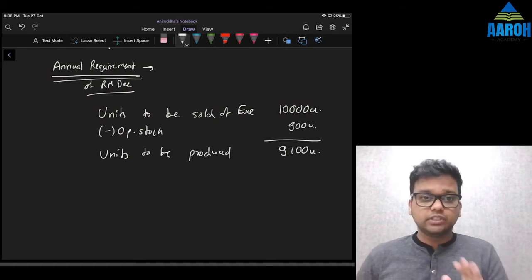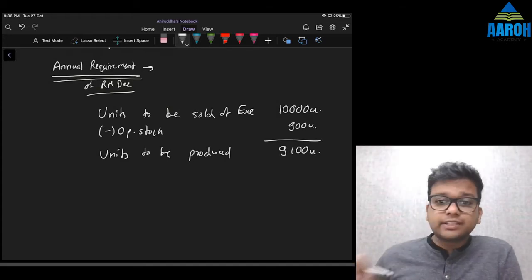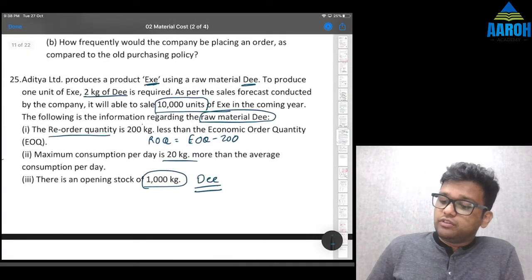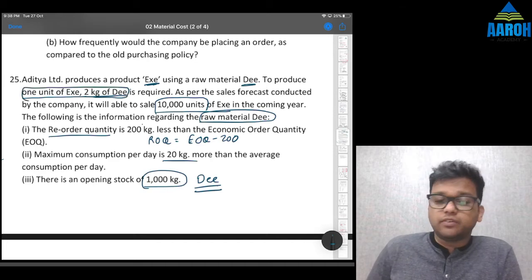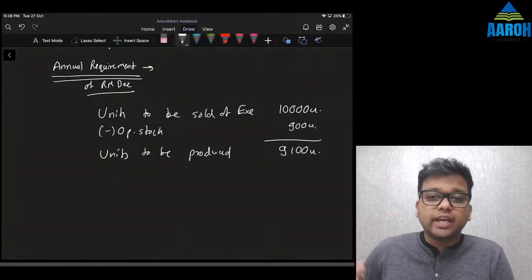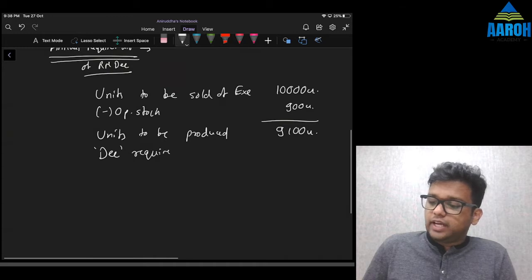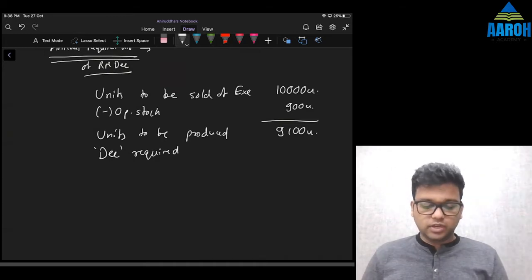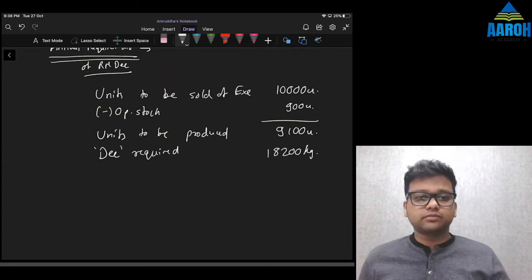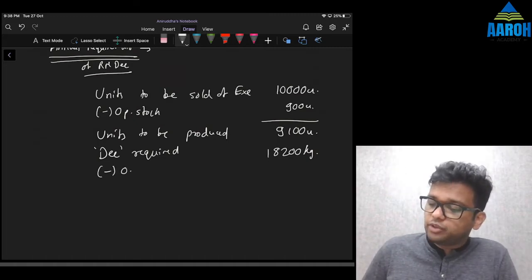Okay. Now to make these units, if you take this as annual requirement, that is also wrong, because in the first line they have given that for 1 unit of X, 2 kg of D is required. That means for every unit of X we need 2 kgs of D. So for 9,100 units, D required will be 9,100 into 2, that is 18,200 kgs. Fine.